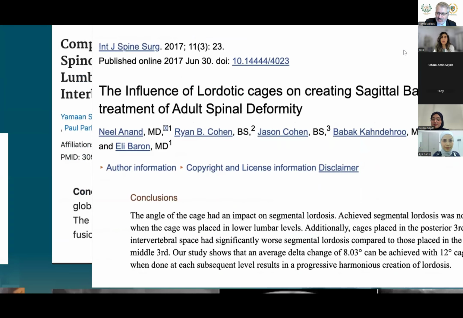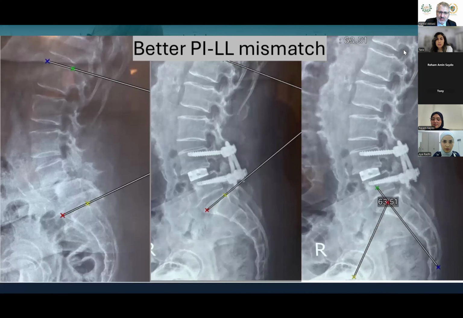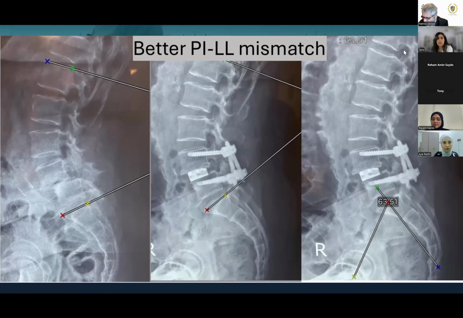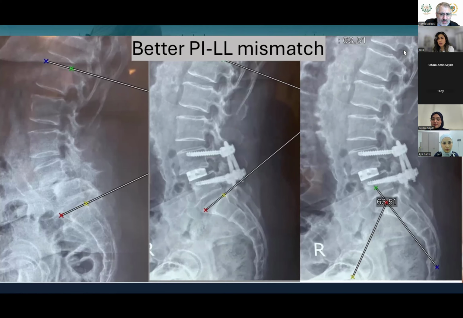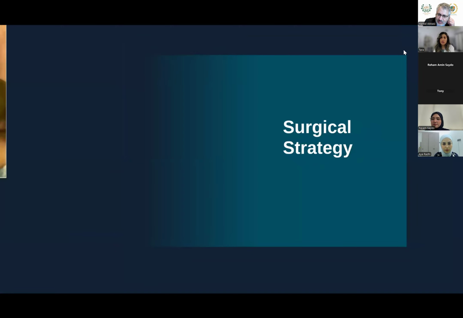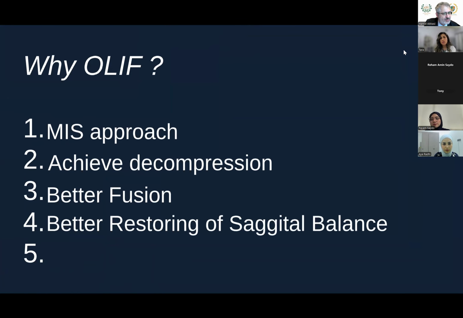And this will help us by having hyperlordotic discs. Here, you can see how we have restored the pelvic incidence and lumbar lordosis mismatch; it is treated. And here I mentioned hyperlordotic cases because the maximum lordosis that you can achieve through PLIF or TLIF is about 8 degrees. While with hyperlordotic cages of OLIF, you have many options that start from 7, 12, 18, even up to 20 to 24 degrees, which is a very high lordosis that cannot be achieved through PLIF or TLIF. So another reason is better restoring of the sagittal balance.